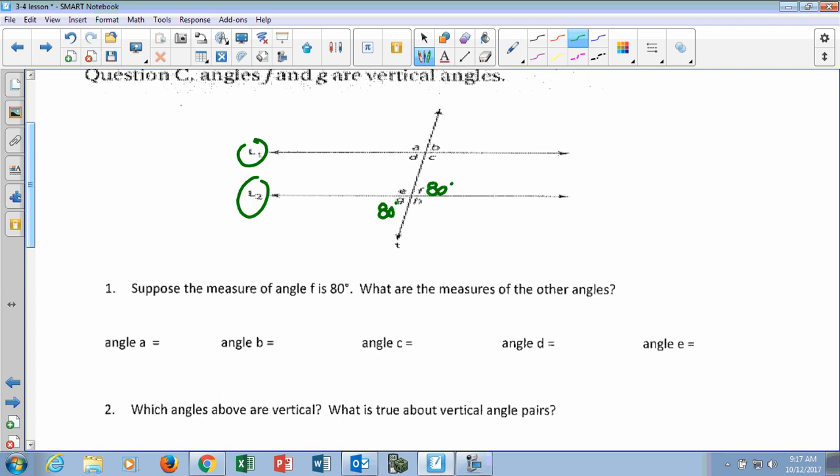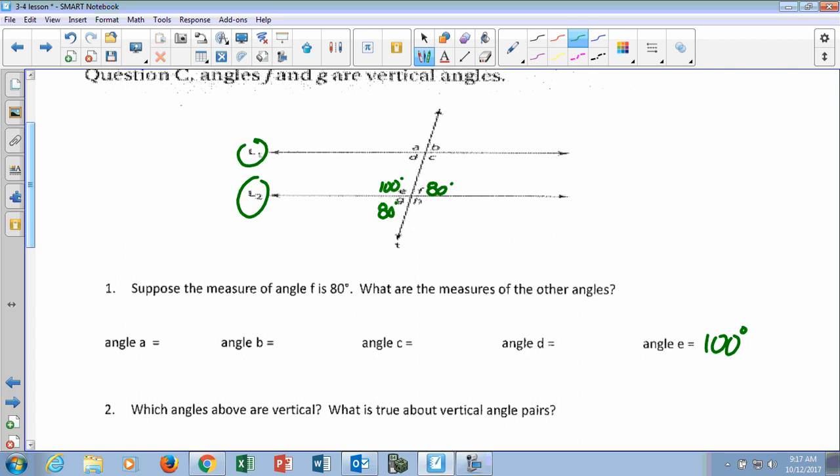We don't need G on here. Angle E they're asking for, right? What would angle E be? Not 130. 100, right? Aren't E and F supplementary angles? Don't they have to equal 180? So angle E would be 100 to give us 180.